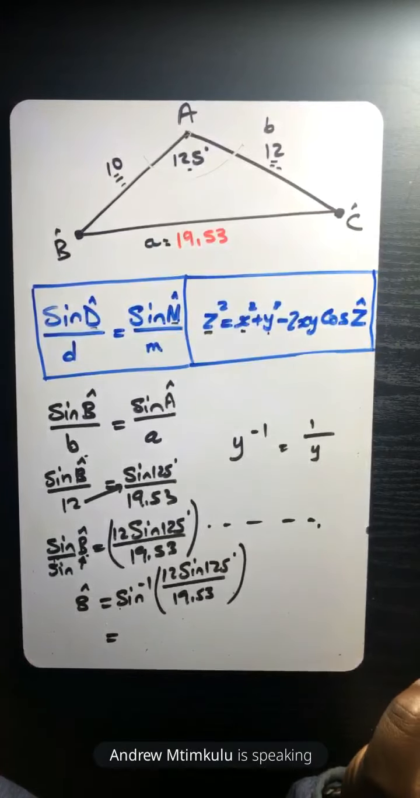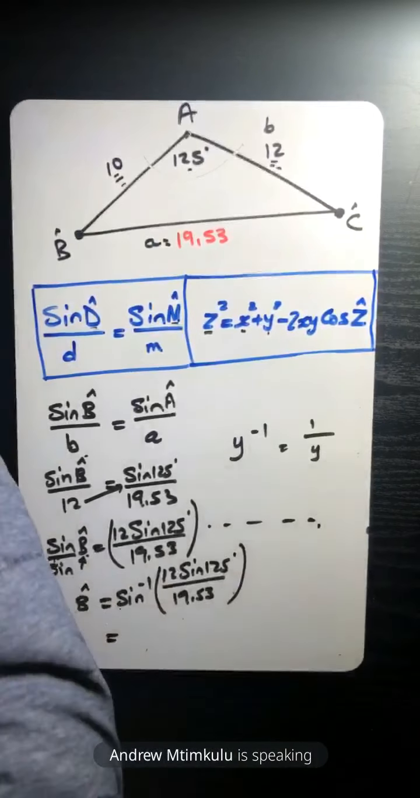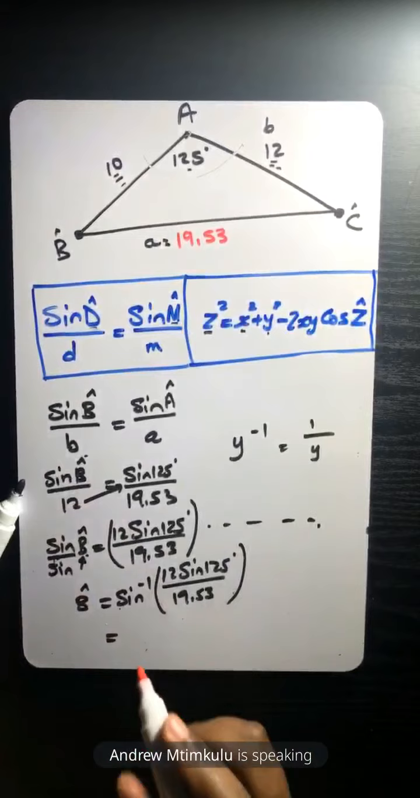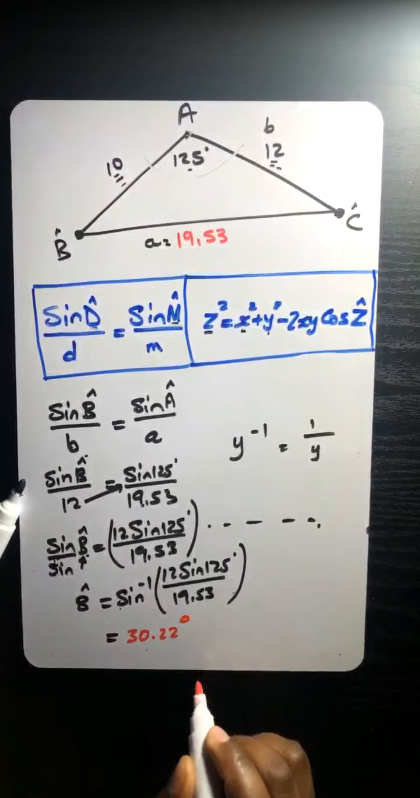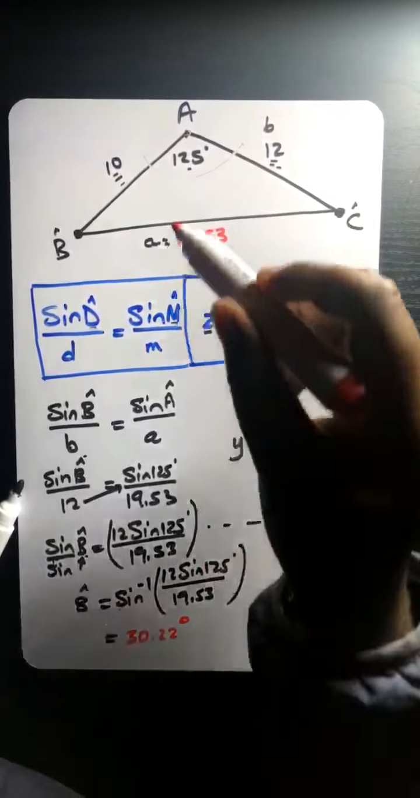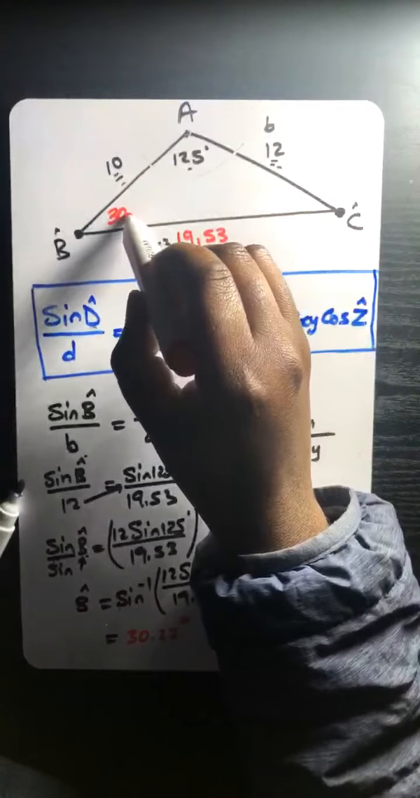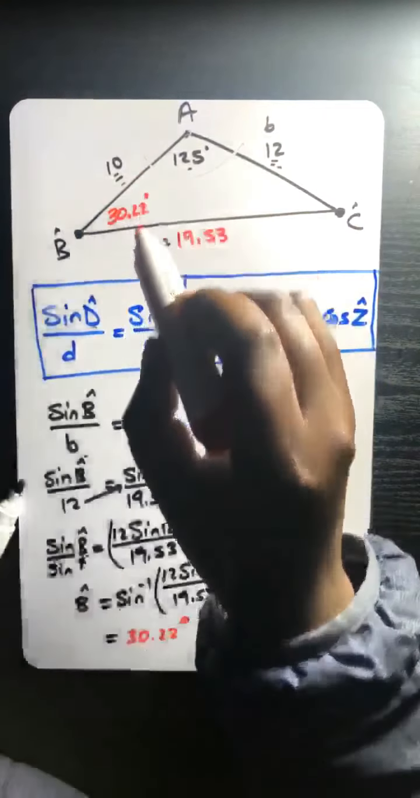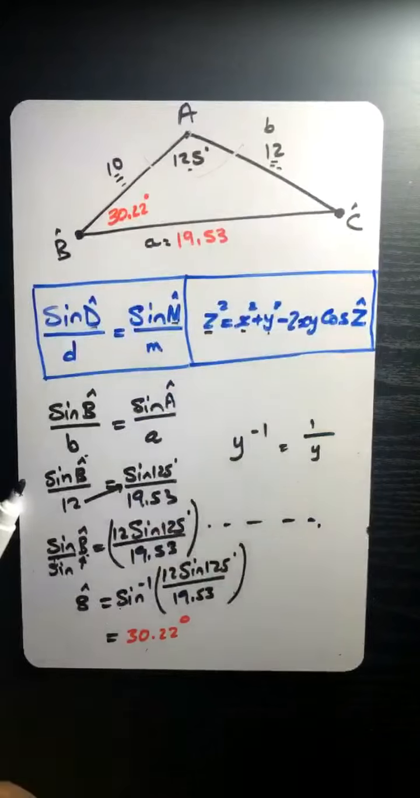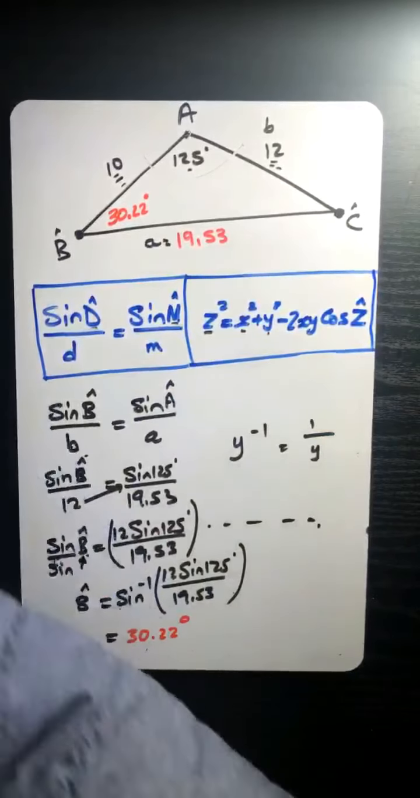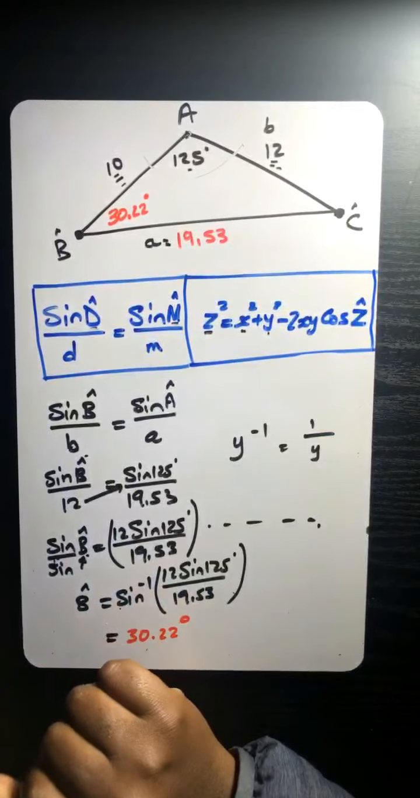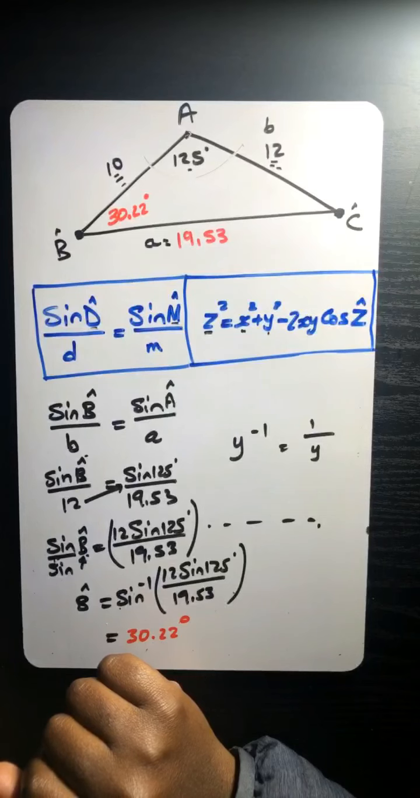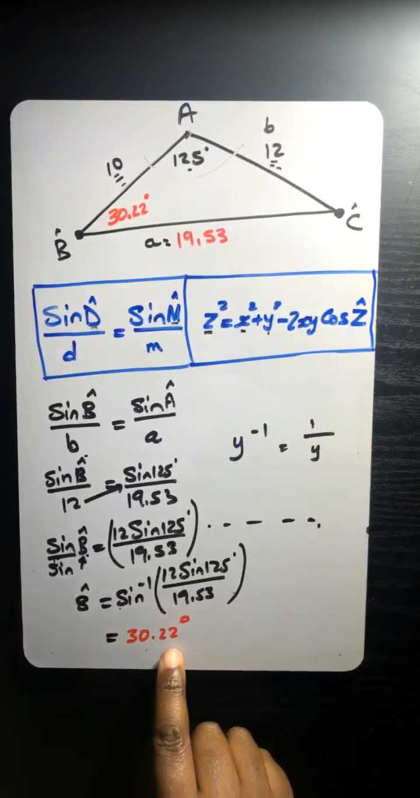30,22 degrees, sir. 30,22 degrees. Do you guys agree with that answer? Yes, sir, it's correct. But for the first answer, for C, it's 19,54 because we rounded off. It's not 19,53. So that means it might have an influence on this.